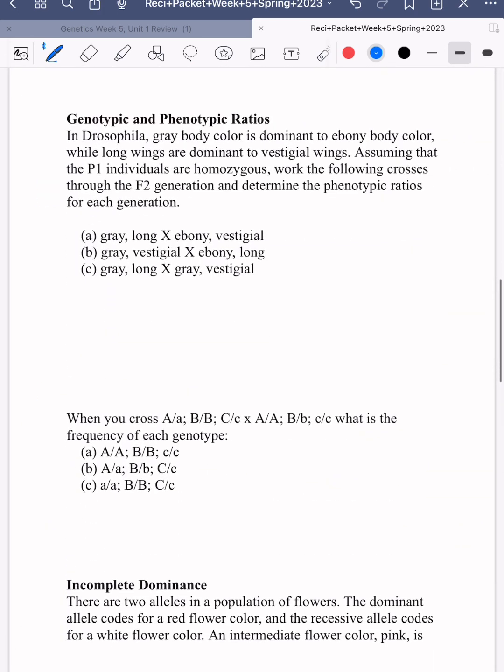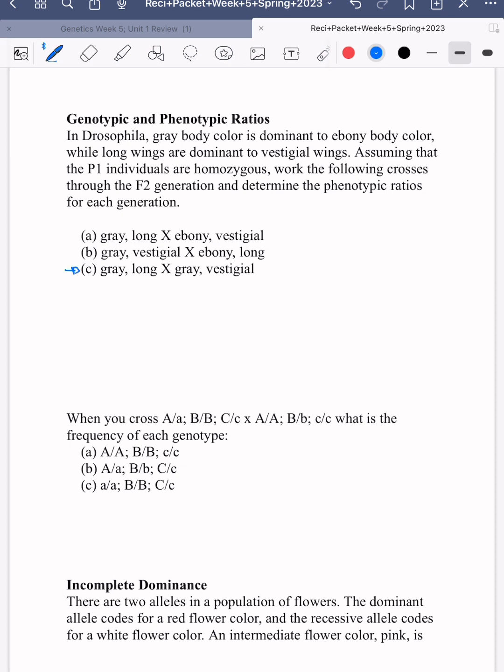Genotype and phenotypic ratios. In Drosophila, gray body color is dominant to ebony body color, while long wings are dominant to vestigial wings. Assume that the P1 individuals are homozygous. Work through the F2 generation. Determine the phenotypic ratios for each generation. All right, we're just going to do portion C of this problem.